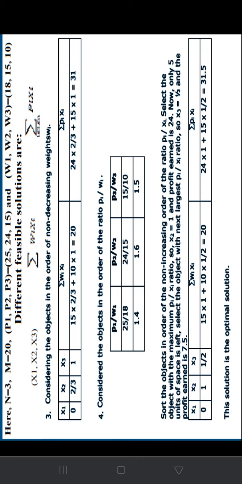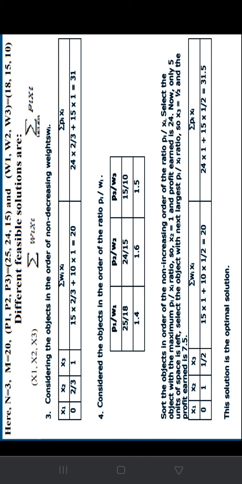So choosing the highest Pi by Wi ratio, we choose the second object in full. Okay. So once you choose the second object in full, we have achieved the weight of 15. Okay. And in order to complete the weight, we have to add half of the third one. So we are adding 5. Half of the third means 10 into 1 by 2 is 5. So 15 plus 5 is 20. So the weight is completed now.